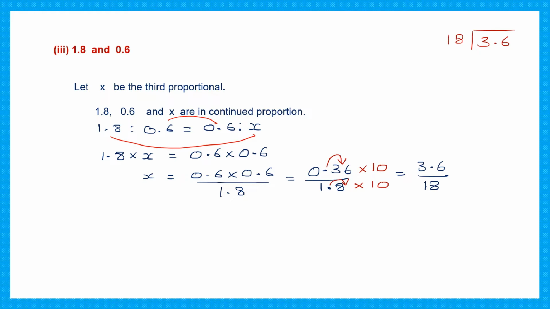So 18 ones are 18, 18 twos are 36, but the first number is small, so I put a 0 and then I take my number as 36. 18 twos are 36. So here I've got my answer as 0.2. So my third proportional is 0.2.